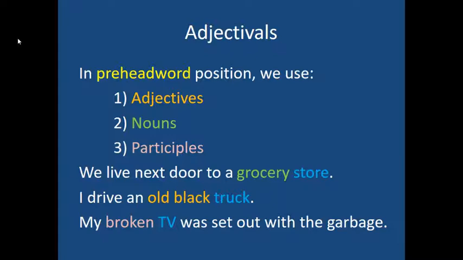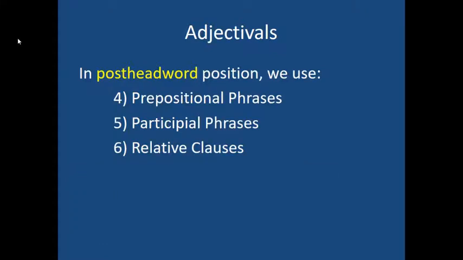So in front of a noun, we can have these 3 structures. We can have adjectives, we can have nouns, we can also have participles, which are going to be verbs working as adjectives. Continuing with your notes, on the other side of the noun, we have 3 other structures. What we call the post-head word position, we can have prep phrases, we can have participial phrases, we can have what we call relative clauses.